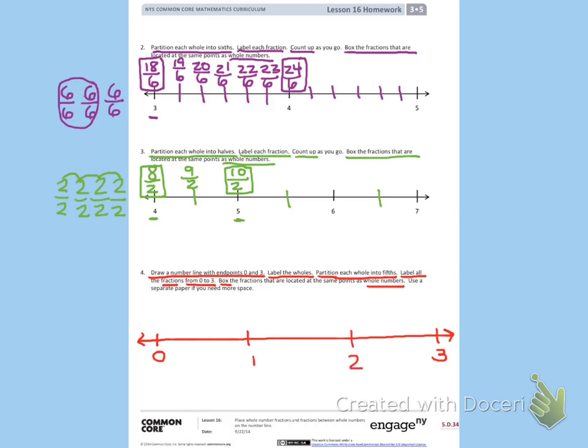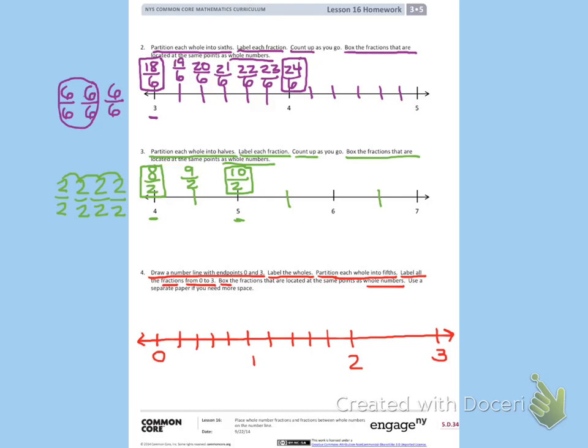All right, now I'm going to partition each whole into fifths. That means that in between each whole number, there are 5 equal portions. Let's see, did I get 5? 1, 2, 3, 4, 5. I sure did, so I'll go ahead and erase those check marks. Did I get 5 there? 1, 2, 3, 4, 5. Erase those check marks.